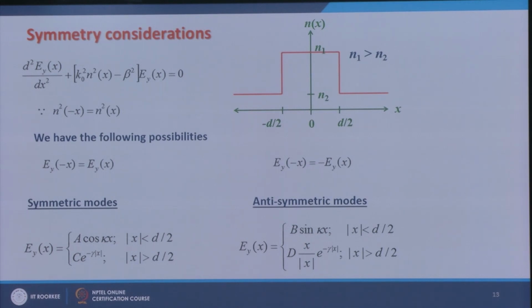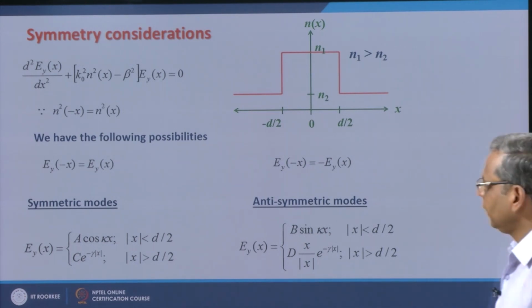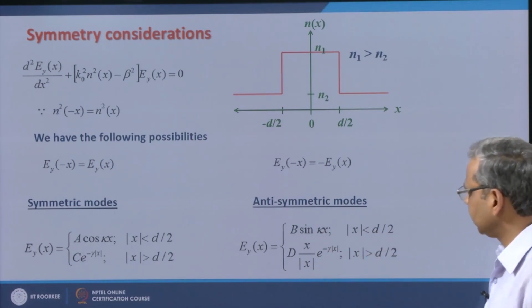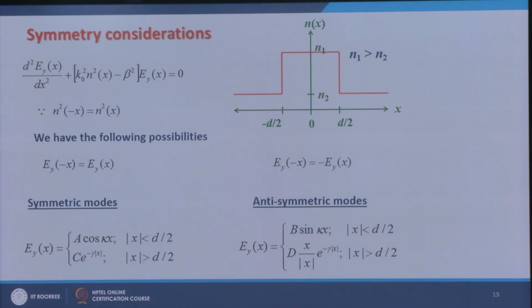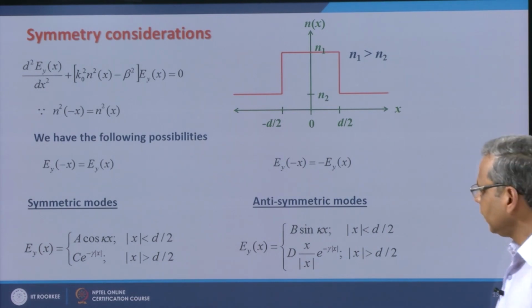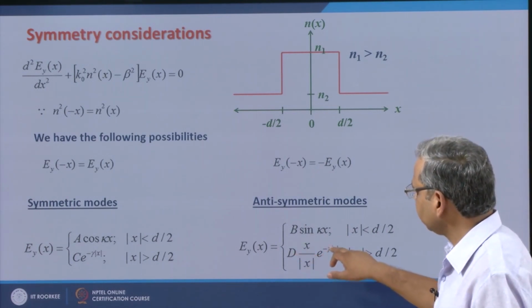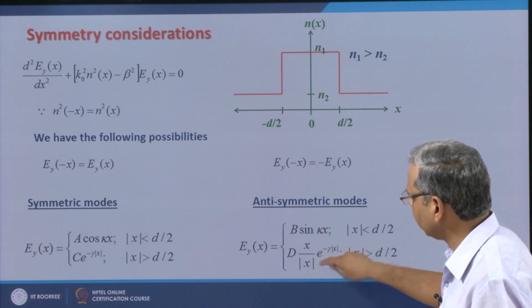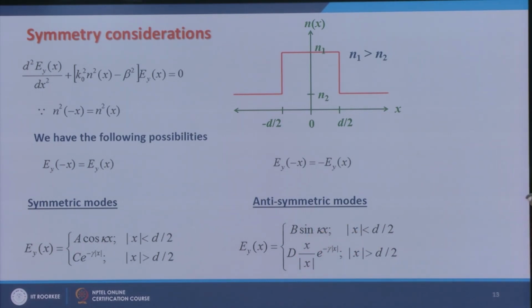For antisymmetric modes, I will have Ey of x equal to b sin kappa x for mod x less than d by 2, and then I have d e to the power minus gamma mod x for mod x greater than d by 2, but I shall have to take care of the sign when I go from the left side or the right side.